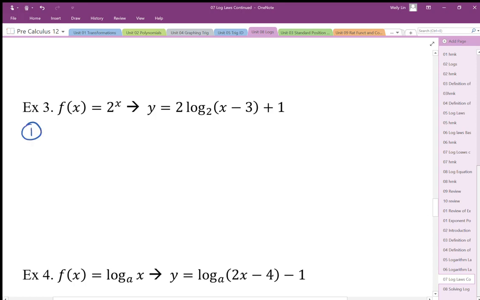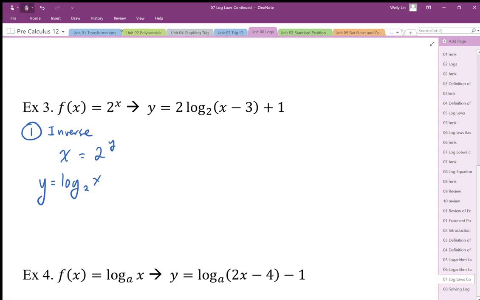My first transformation is the inverse, which is making the x's into y's and the y's into x's. So I'm just going to rewrite it like this at first. There's my inverse, which means this is log base 2 of x equals y. Maybe I'll write the y on this side.